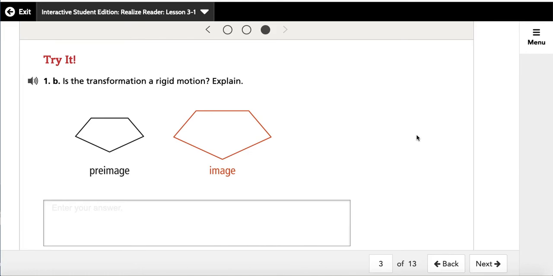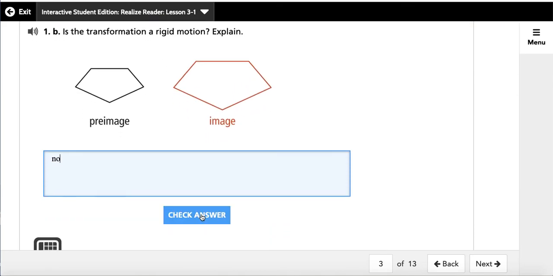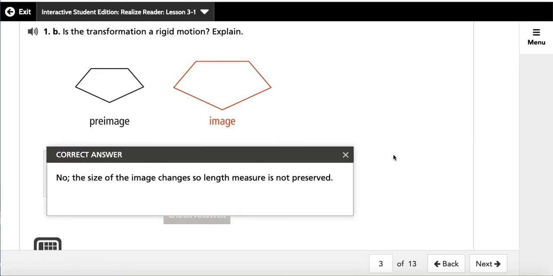Is the transformation a rigid motion? Click pause if you want to think about it for a bit. If you're all set, here we go. They look like they're the same shape, but I can see very easily that this length is a lot longer than that length. So no, there's no way. This is not a rigid motion. The size of the image changes, so the length measure was not preserved.